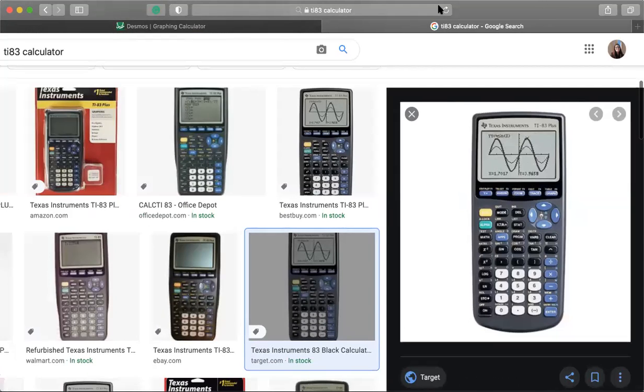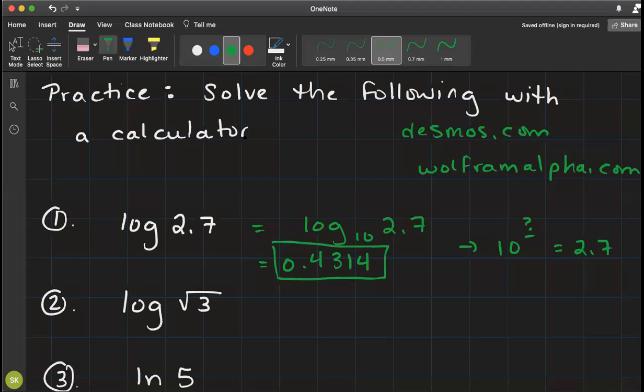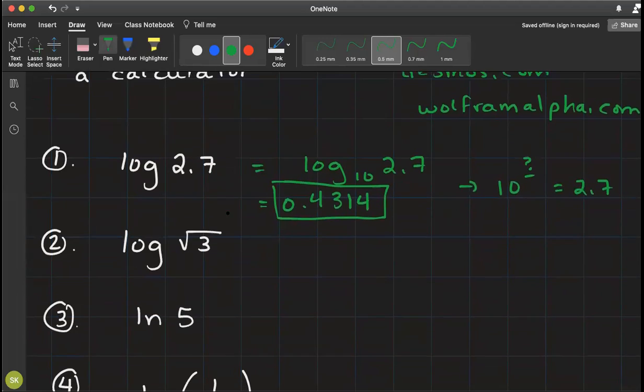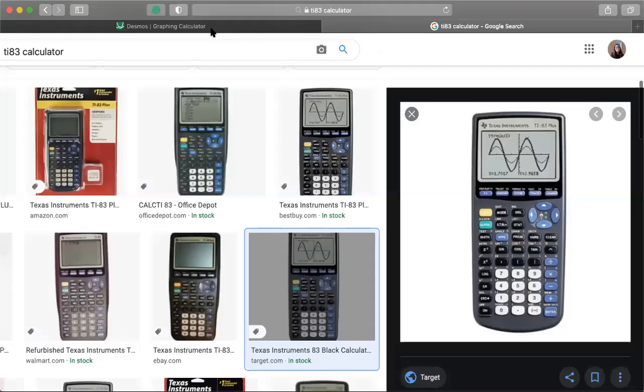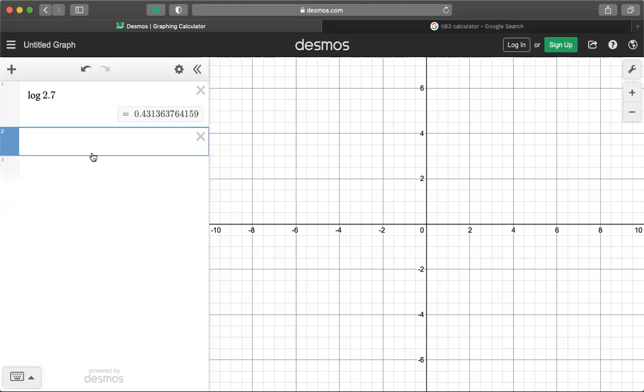Okay, let's go back. Here we are. Now let's figure out this one, log base 10 of the square root of 3. Again, I'm just going to put this right in the calculator. So let's go back to this page. And we're going to put log. I like to put it in parentheses.